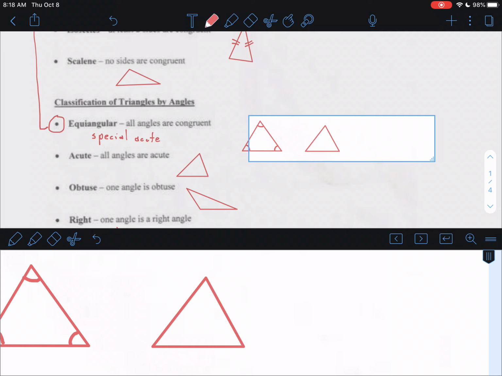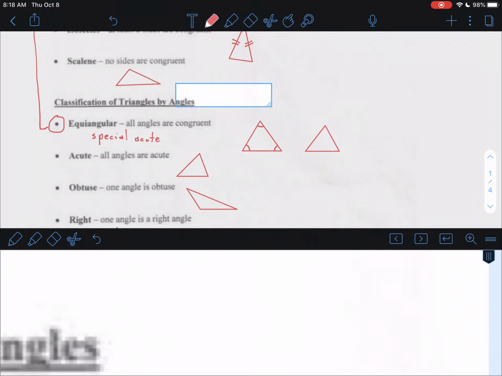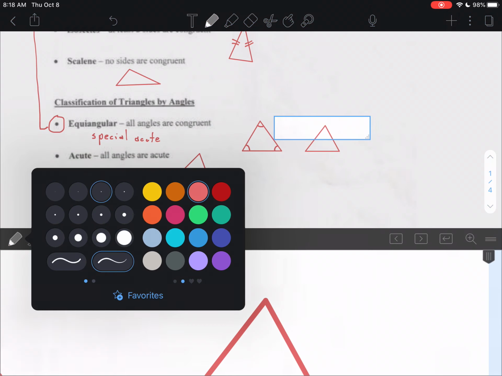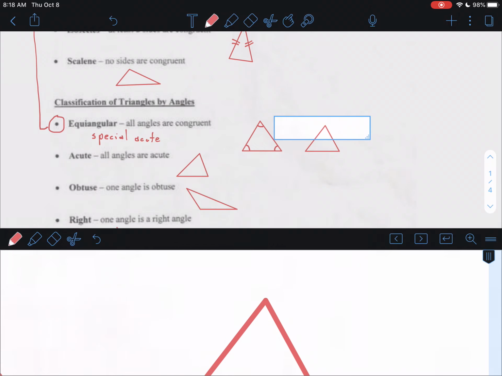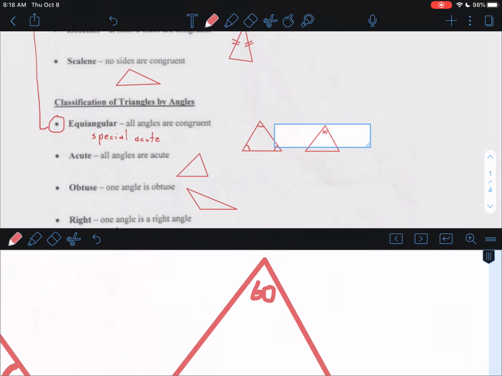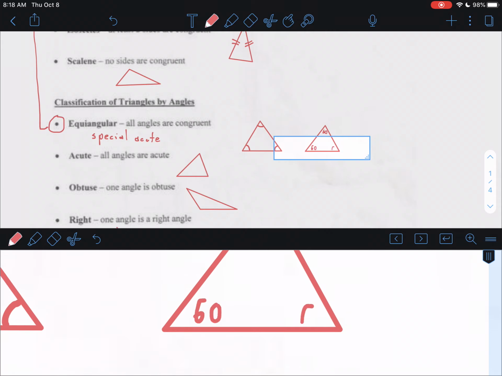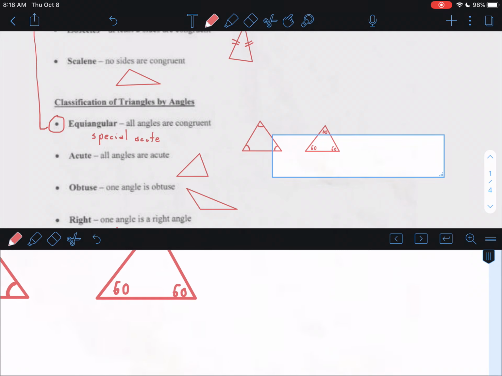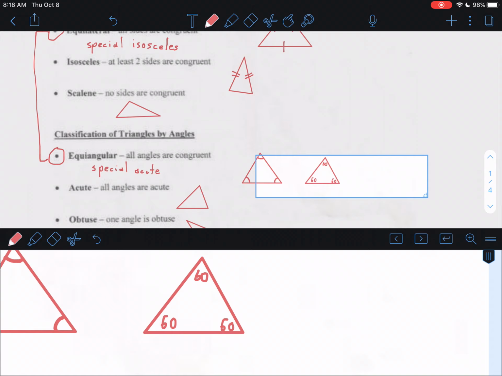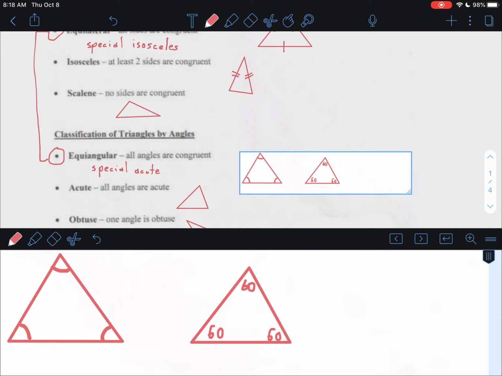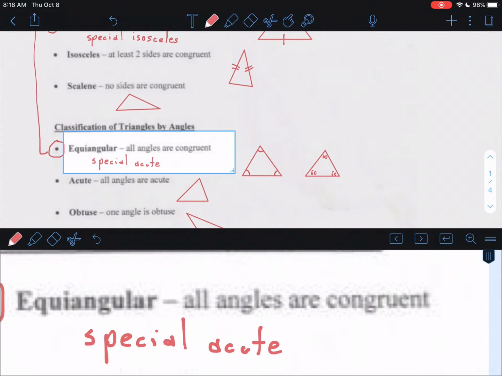So the measures of the angles are always going to be 60 degrees because 180 divided by 3 is 60. So that's 60, this is 60, this is 60. In an equiangular or equilateral triangle, we always know that the measures of the angles have to add up to 180 degrees, and therefore they must be 60 degrees in an equiangular or equilateral triangle.